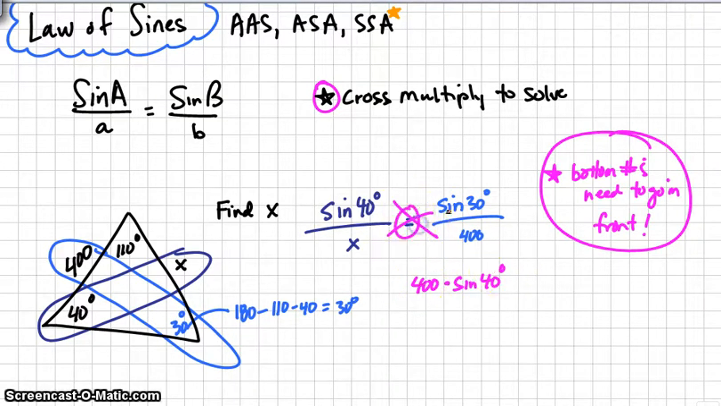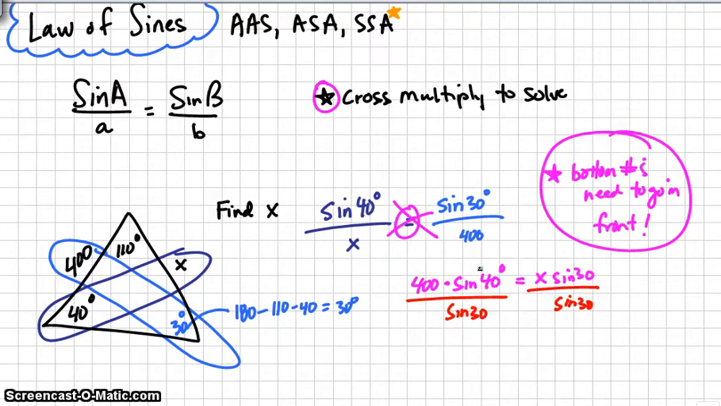Keep your equal sign the same, and then you do the other pairing. Remember that the bottom number should go in front, so you're going to say x sine 30. Now all you're going to do from here is solve using your algebra skills. So in this case, the x is on this side. To get the x alone, we would divide by the sine of 30.